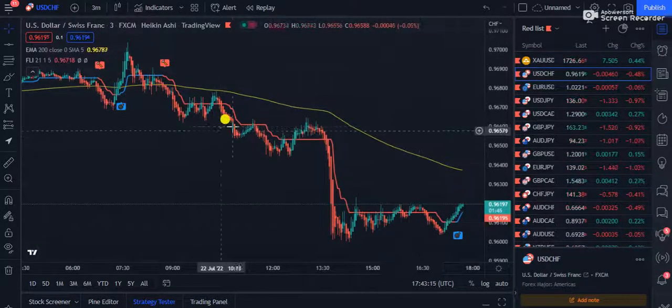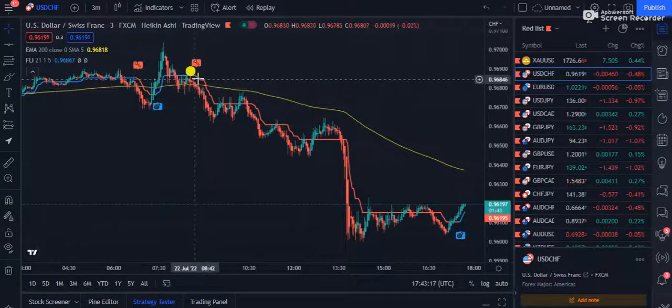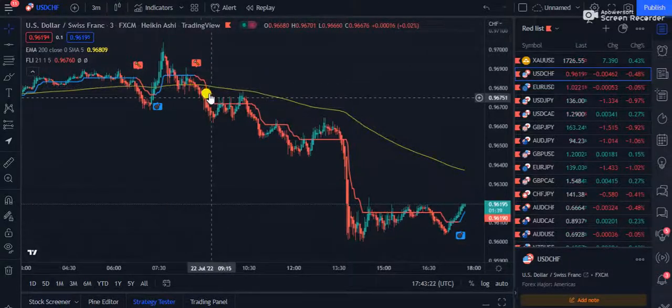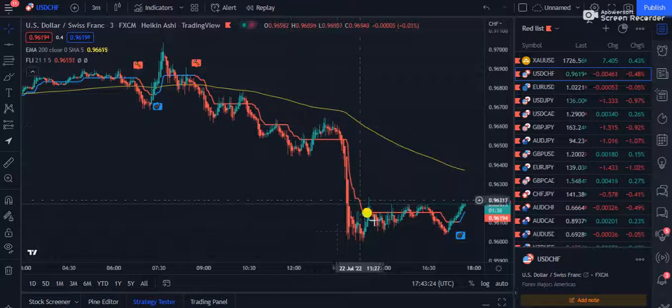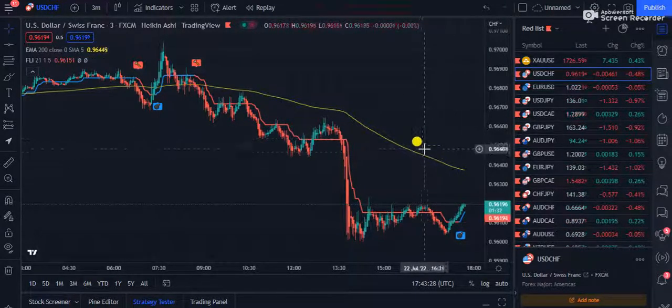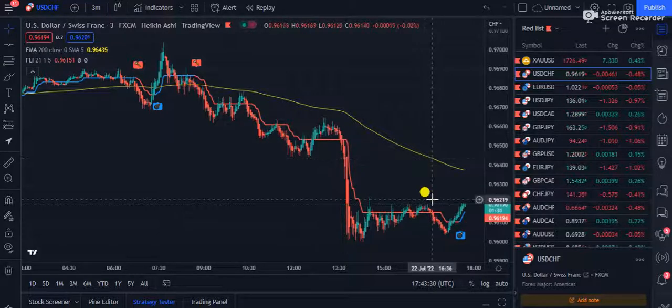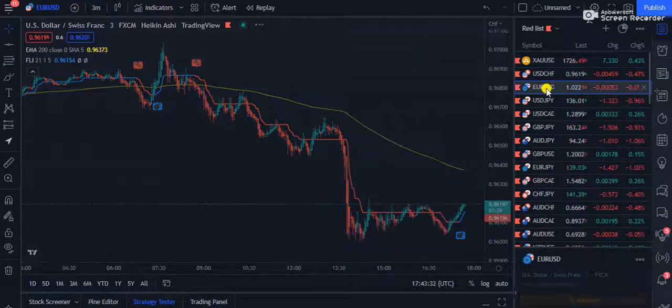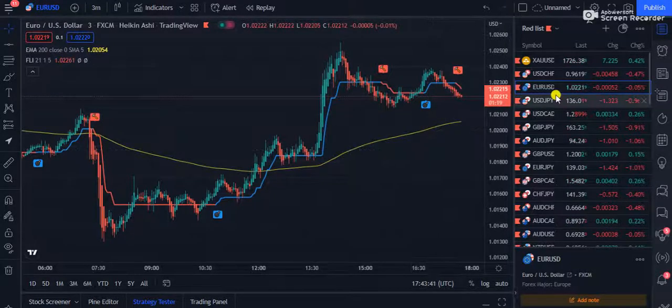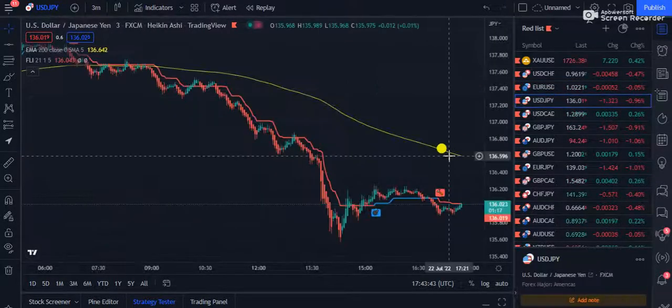Let's have a look at USD CHF and what happened. When the market crosses the 200 EMA, the yellow EMA, and comes down, you can see a very good long sell. Right now a buy is running on USD CHF, and we are not interested, because the market is already below the 200 EMA. I don't know how you predict the market, but I would be very honest with you, this is one of the best indicators that I have seen on TradingView.